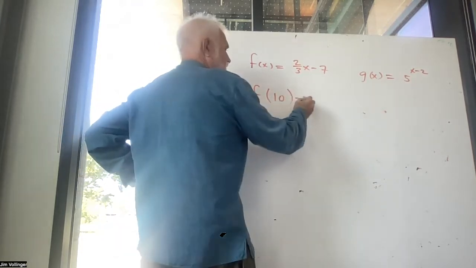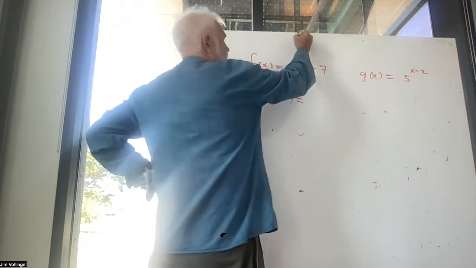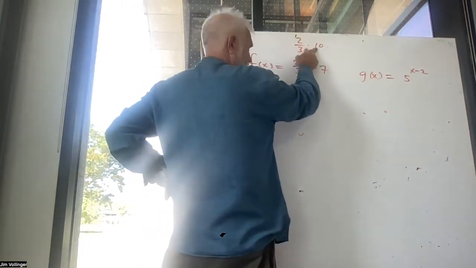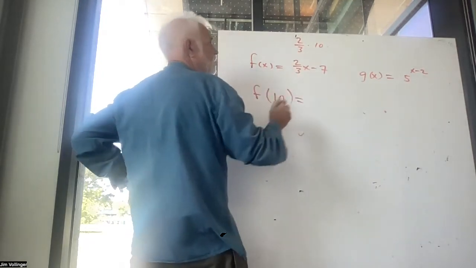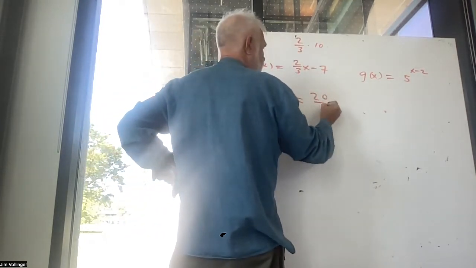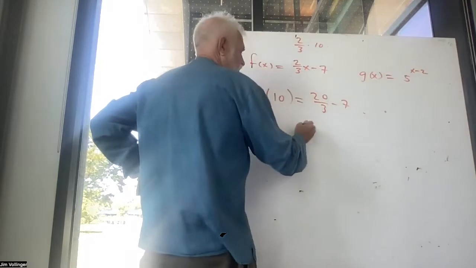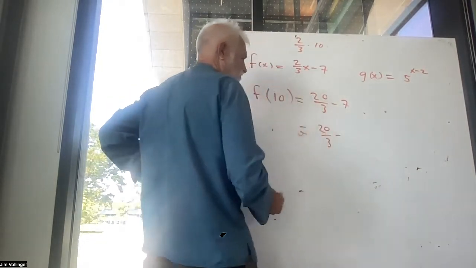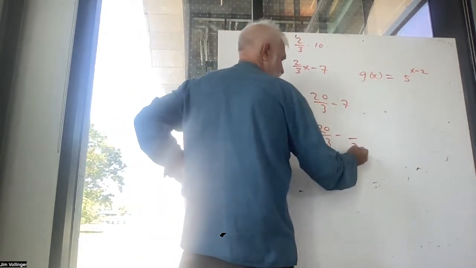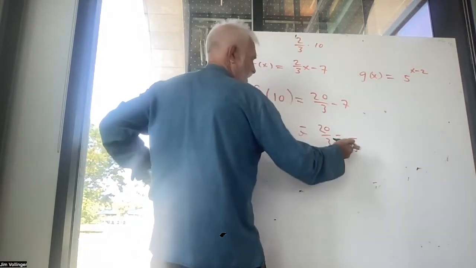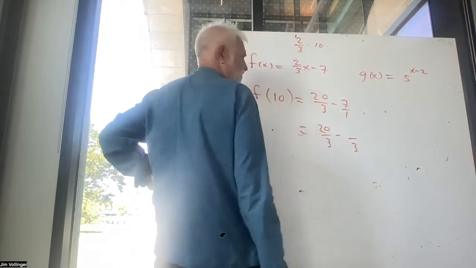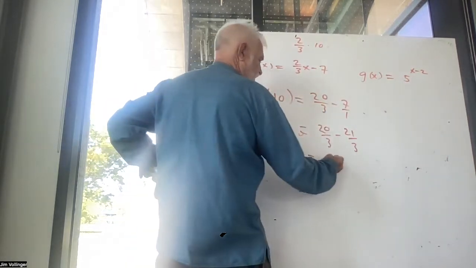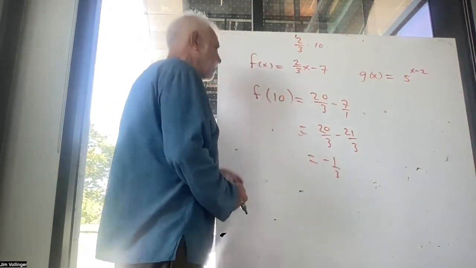F of 10. I can put 10 in here and do 2/3 times 10. What's the first thing I'm going to do? I'm going to double it and then divide by 3. That looks to be 20 over 3 minus 7. And what is 20 over 3? I need division by 3. The denominator, which was a 1, is now 3 times bigger, so the numerator needs to be 3 times bigger. It sure looks like minus 1/3 is f of 10.